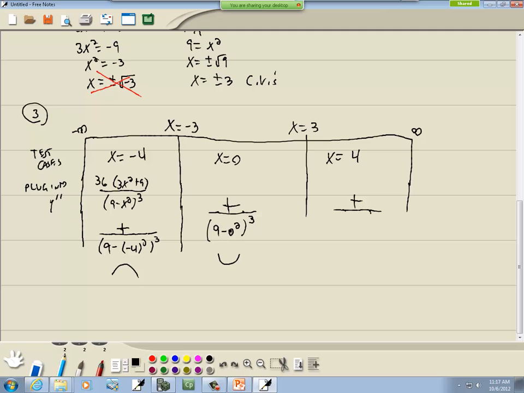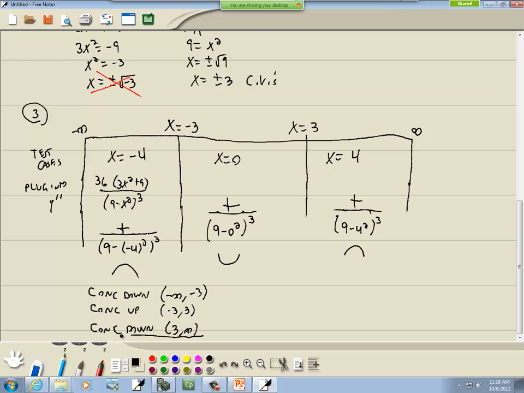Again, we could care less what the value is. We're just trying to figure out what the sign is. And if I put 4 in, I've got 9 minus 4 squared to the third. Well, 4 squared is 16. 9 minus 16 is a negative number. A negative number to the third power is negative. Positive divided by negative is negative. So this is concave down. So our answer is concave down from negative infinity to negative 3. Then it's concave up from negative 3 to 3. And then it's concave down from 3 to positive infinity.